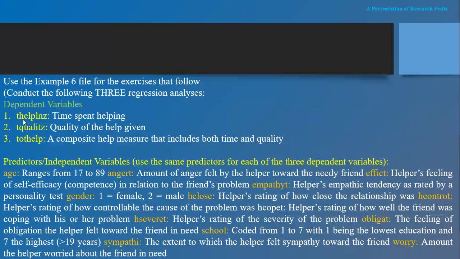The T help NZ, time spent helping; T qualities, quality of the help given; and T help, a composite help measure that includes both time and quality. So we need to consider these three dependent variables, and except these three, we need to consider each of the following as an independent variable.